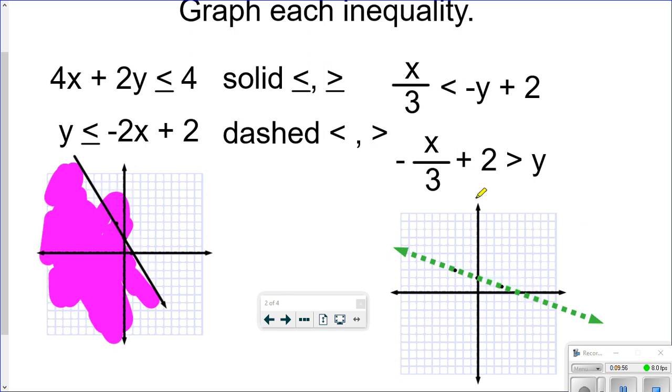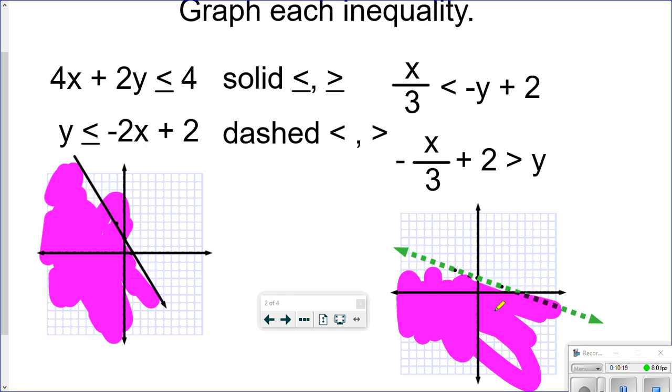Here we have negative 1/3 x. Okay, so this line, and again, pick that test point of 0, 0. Pick whatever point is easy, plug it in. We have a 0 here, so we have 2. And then we have 0 here, which is 0. So we have 2 is greater than 0. Is that true? Yes, it is. So once again, we shade below that line.